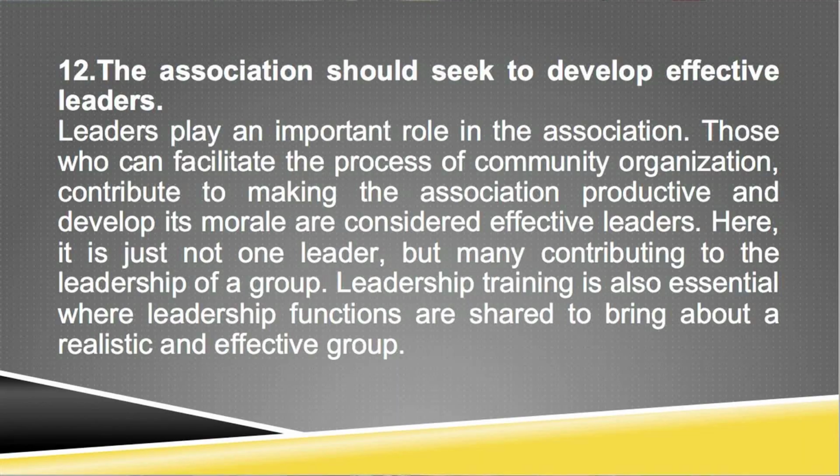Number 12. The association should seek to develop effective leaders. Leaders play an important role in the association. Those who can facilitate the process of community organization, contribute to making the association productive and develop its morale are considered effective leaders. Here it is not just one leader but many contributing to the leadership of a group. Leadership training is also essential where leadership functions are shared to bring about a realistic and effective group.